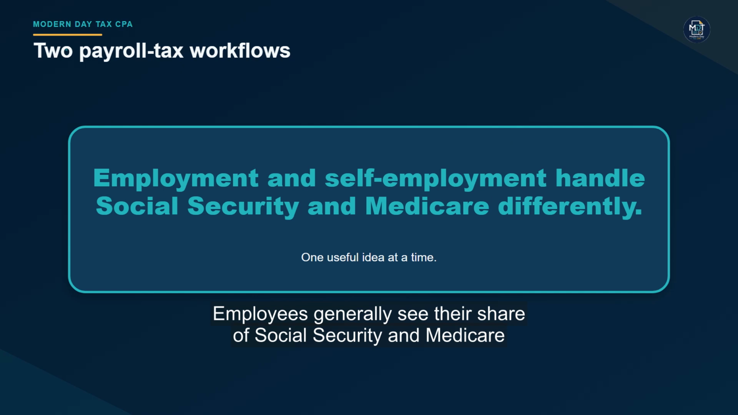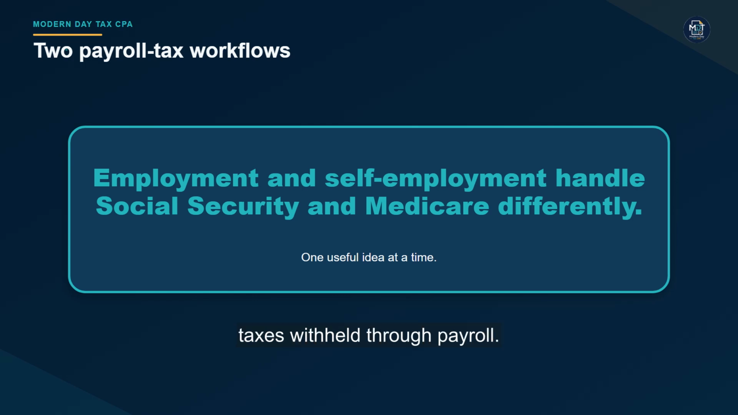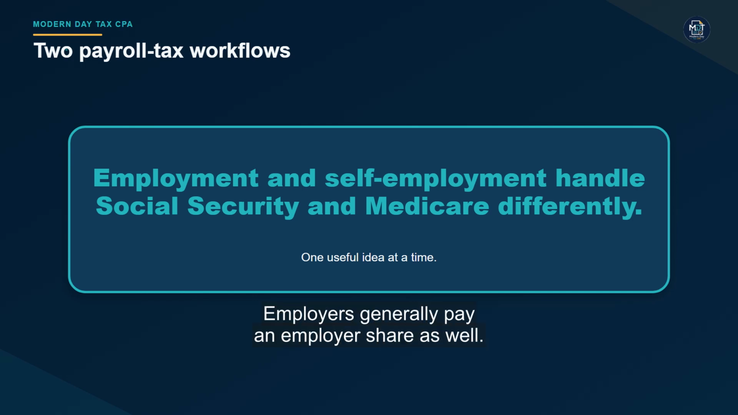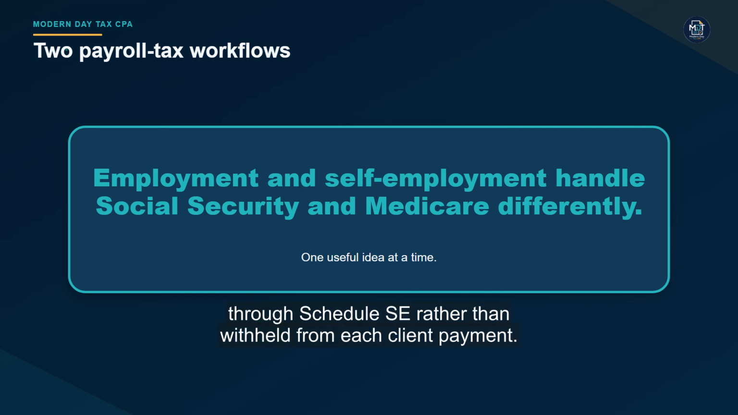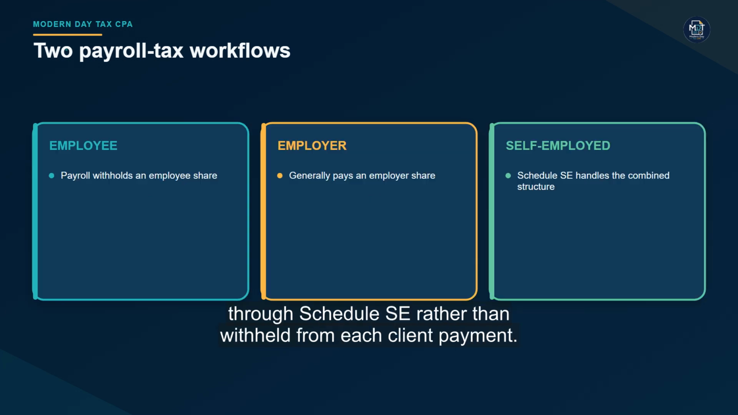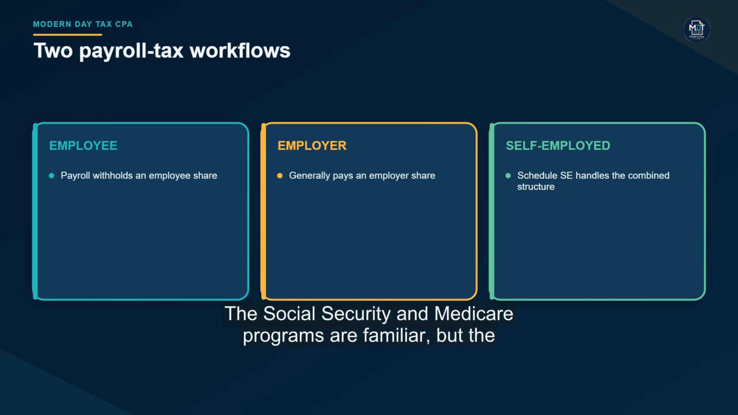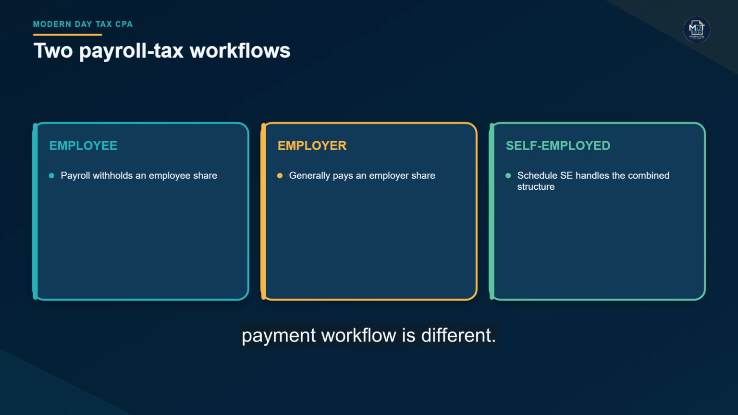Employees generally see their share of Social Security and Medicare taxes withheld through payroll. Employers generally pay an employer share as well. When you work for yourself, self-employment tax is generally calculated through Schedule SE rather than withheld from each client payment. The Social Security and Medicare programs are familiar, but the payment workflow is different.